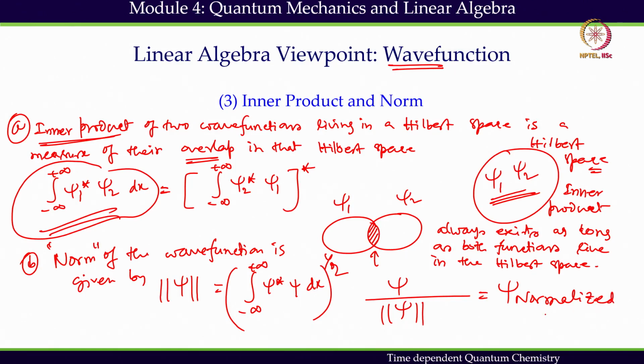This is the way one can get the normalized wave function. And if this integration becomes 0, it means that these two functions are orthonormal. These are the properties which we have already used. Orthonormal wave functions we have already used, but we have not noticed that we are using them as a consequence of the property of the Hilbert space.